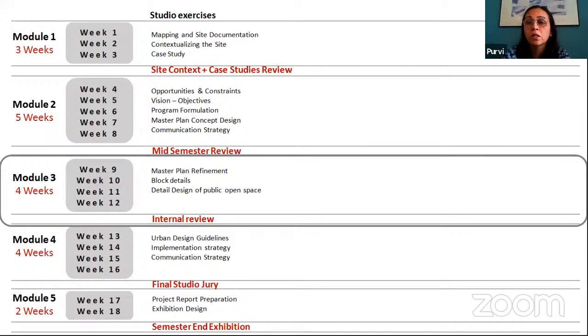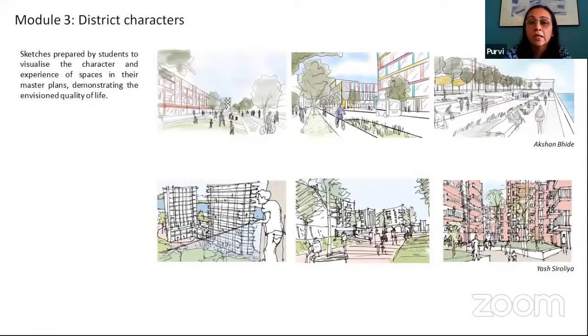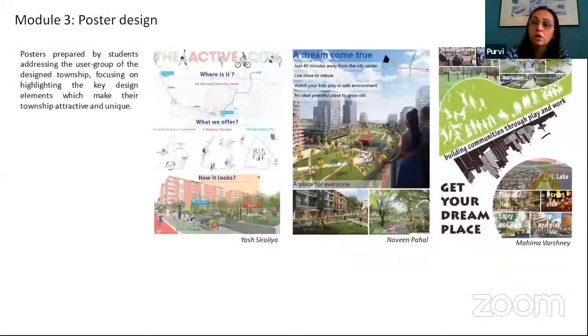The third module, post the mid-sem, began with a fresh discussion about livability in the township. While changes were being made to the master plan based on the inputs received during the mid-sem review, this happened simultaneously. The first exercise was to design a poster or a banner publicizing the township, and this helped them think about what assets the township can have that would attract people to live so far away from the city.